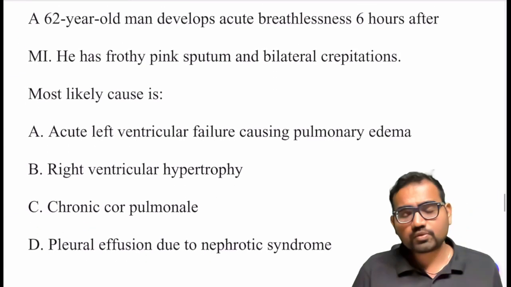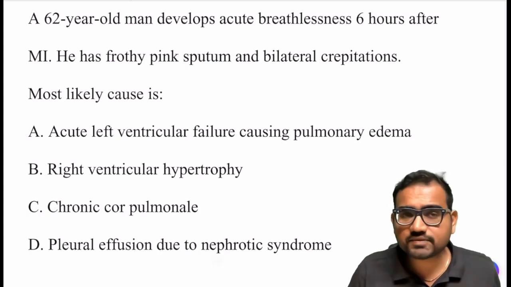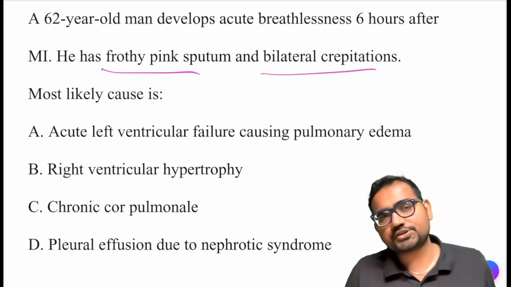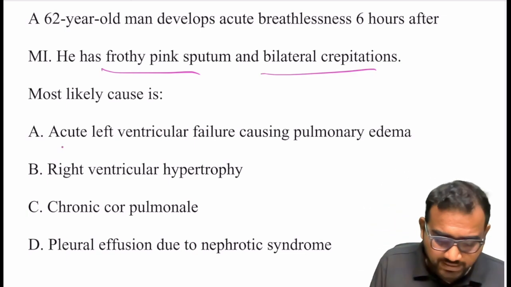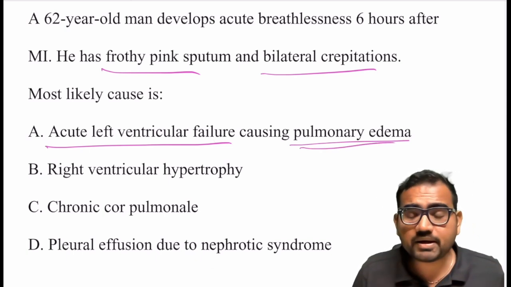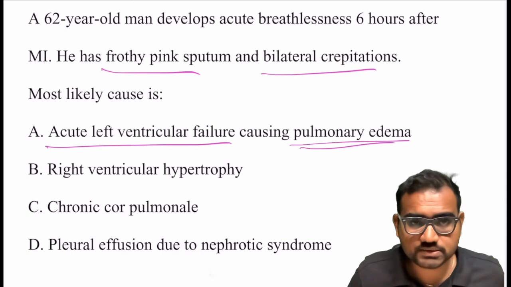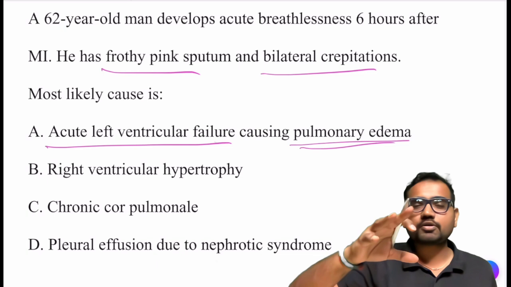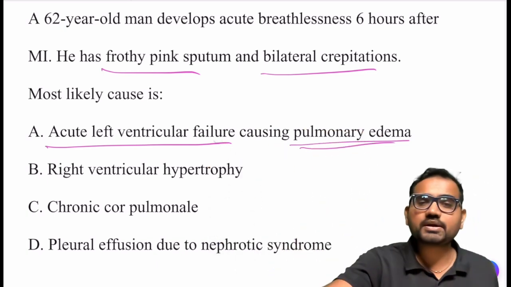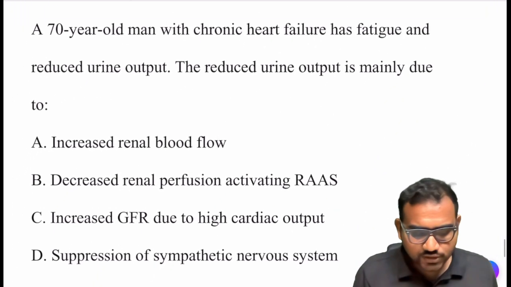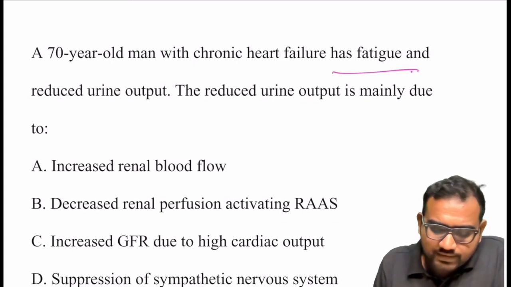Next, a 68-year-old man develops acute breathlessness 6 hours after MI. Okay, he has frothy pink sputum and bilateral crepitations. This is classic of acute left ventricular failure causing pulmonary edema. Pulmonary edema is increased accumulation of fluid in the lungs. The acute left ventricular failure pushes an increased amount of blood into the lungs, and that is going to result in pulmonary edema. Okay, now moving on to the next MCQ. A 70-year-old man with chronic heart failure has fatigue and decreased urinary output.